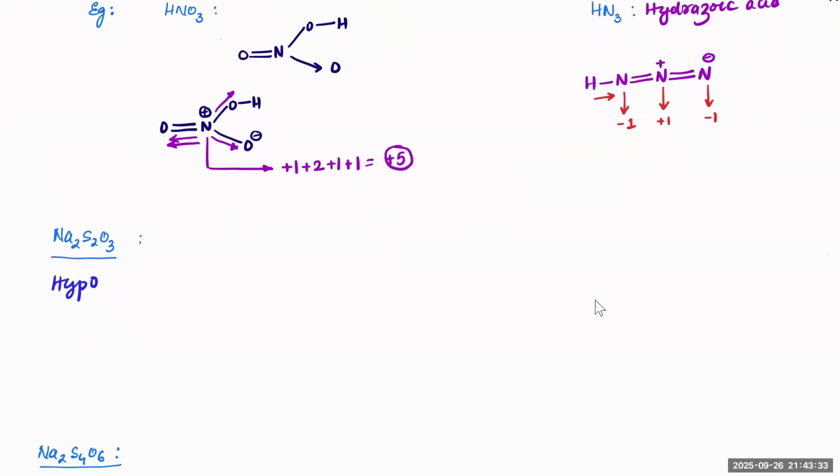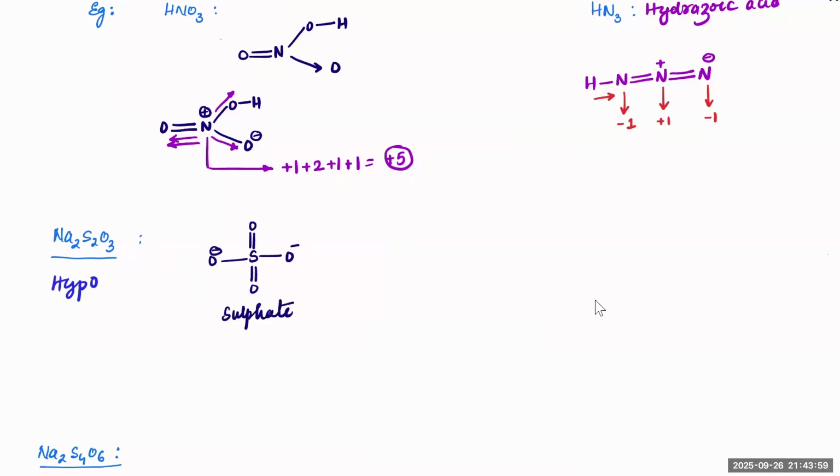Next one is hypo. See, in hypo, we have a structure like this. Basically, it is a sulfate type of structure. Imagine like this: S double bond O, double bond O, O minus and O minus. What do we call this? This is called sulfate, isn't it? This is the sulfate form.